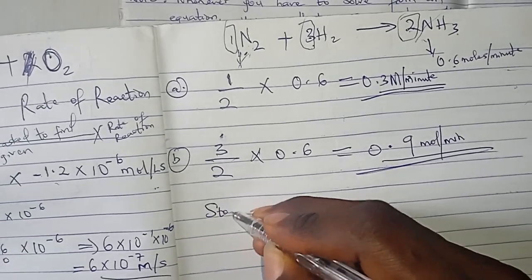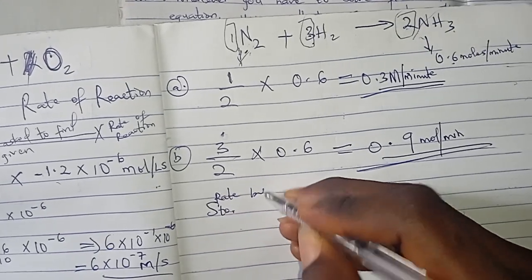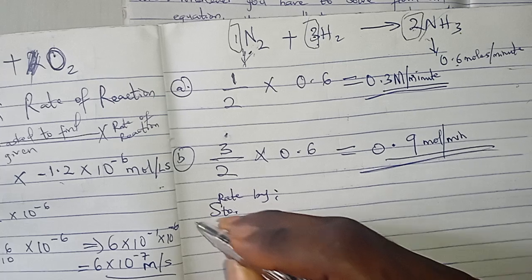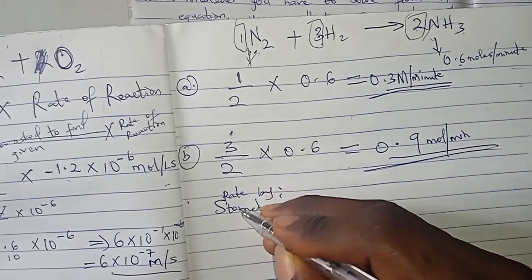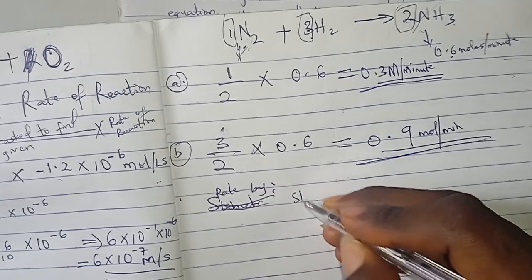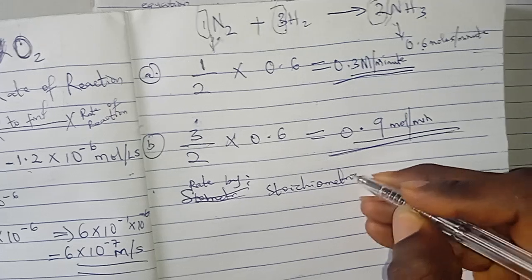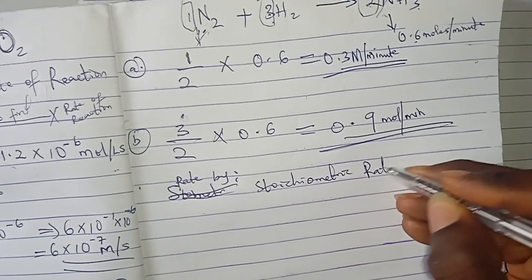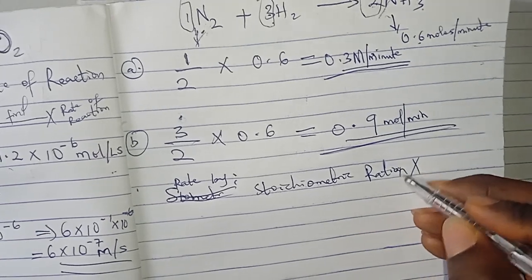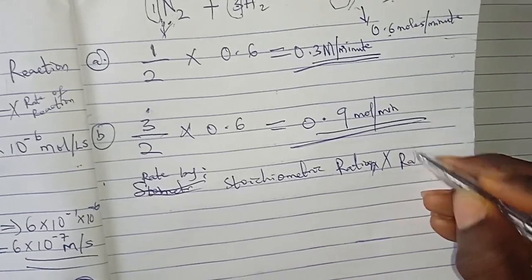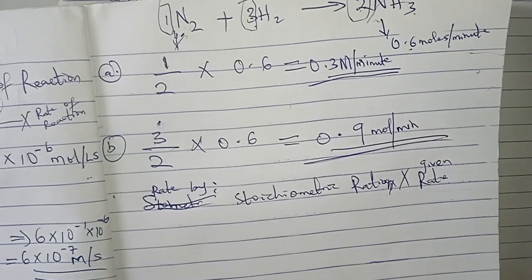So you need to understand that we can get rates by stoichiometric ratio, stoichiometric ratio multiplied by the given rates. So it can be rate of production, it can be rate of consumption.